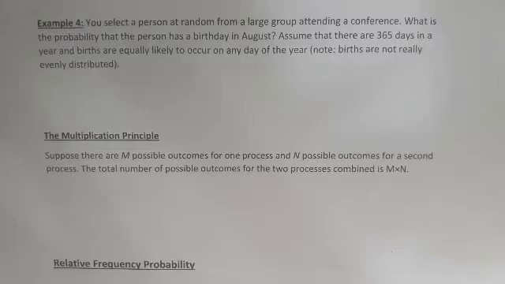If we're looking at this one, you select a person at random from a large group attending a conference. What is the probability the person has a birthday in August? Assume there's 365 days in a year, and that births are equally likely to occur on any day of the year. And in the book, they go on a bit of a tangent to say births aren't really evenly distributed, and you probably really shouldn't do this.